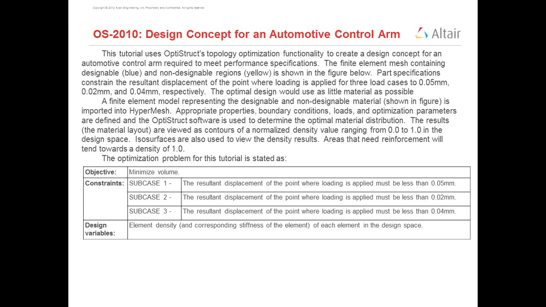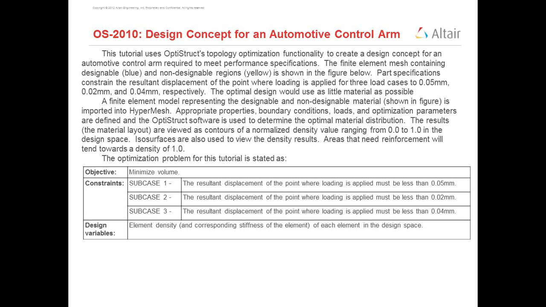A finite element model representing the designable and non-designable material is imported in HyperMesh. Appropriate properties, boundary conditions, loads and optimization parameters are defined, and OptiStruct software is used to determine the optimal material distribution. The results, the material layout, are viewed as a contour of normalized density value ranging from 0 to 1 in the design space. Isosurfaces are also used to view the density result. Areas that need reinforcement will tend towards the density 1.